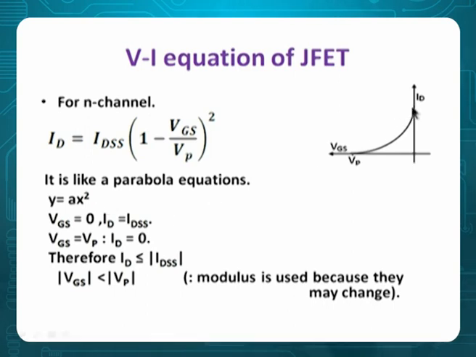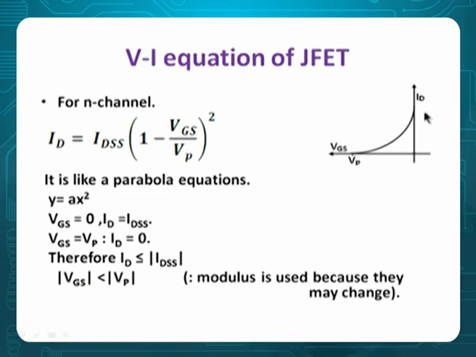Therefore, you have seen the maximum value is here. Then how to understand the values? Because a square is there, when you have a square, you should understand, if there are two values, how to choose. ID is generally less than IDSS because ID can never go beyond IDSS, and VGS can never go beyond Vp. Modulus is used because the polarities may change. That's why modulus is the best one. So VGS is generally below Vp, because above Vp, current is 0.